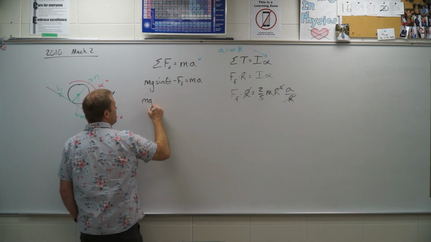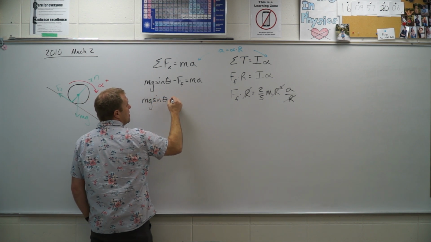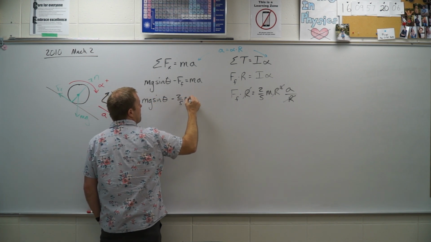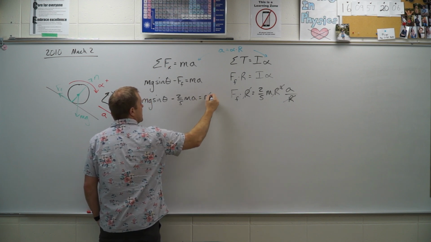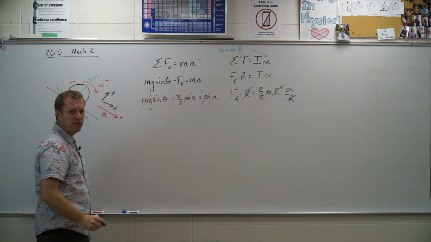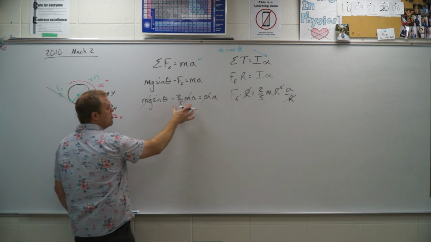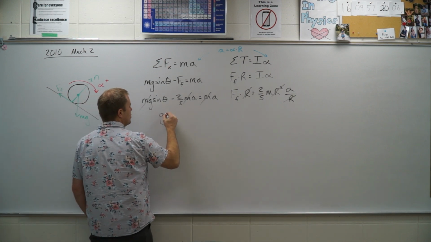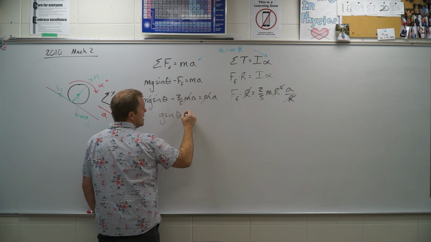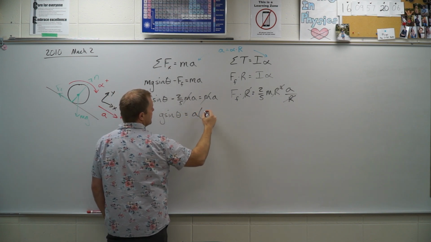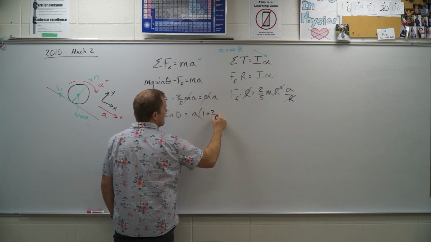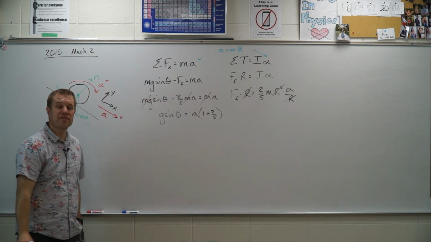So now I have mg sine theta minus 2/5 ma equals ma. I should see that the masses all cancel for me. I'm going to go ahead and move all the a's to the same side. So I have g sine theta here equals, and now I'm going to have a plus 2/5 a, so I have 1 plus 2/5. That is going to give me a total of 7/5.